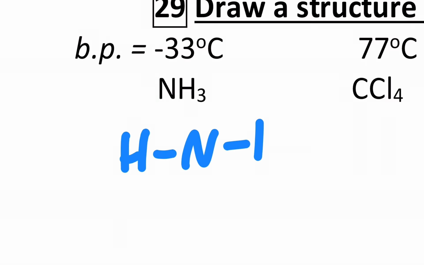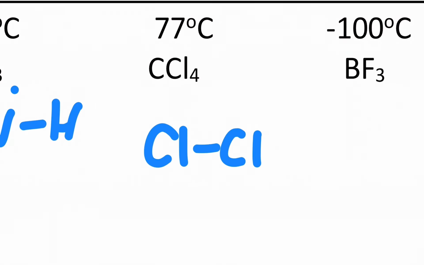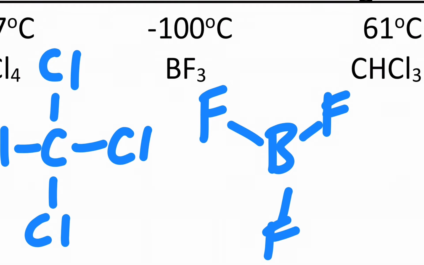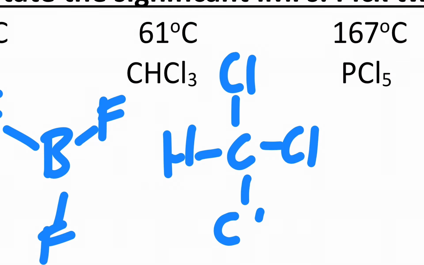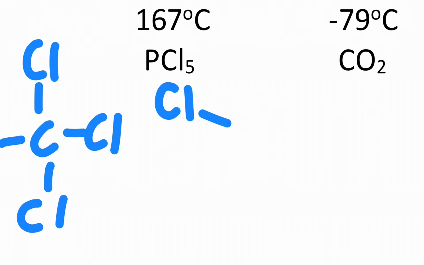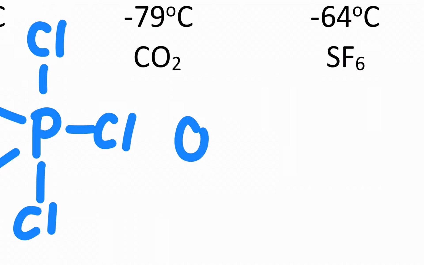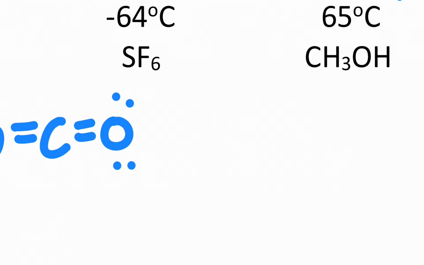Ammonia looks like that. Carbon tetrachloride. I'm not going to draw all the lone pairs because you should know they're on every chlorine atom. Likewise with the fluorines in trig planar boron trifluoride. Likewise with the chlorines in chloroform. Likewise with the chlorines in phosphorus pentachloride. There's your trig bipyramidal. Carbon dioxide. Yeah, I'll put a couple lone pairs in just to remind you that they're there.